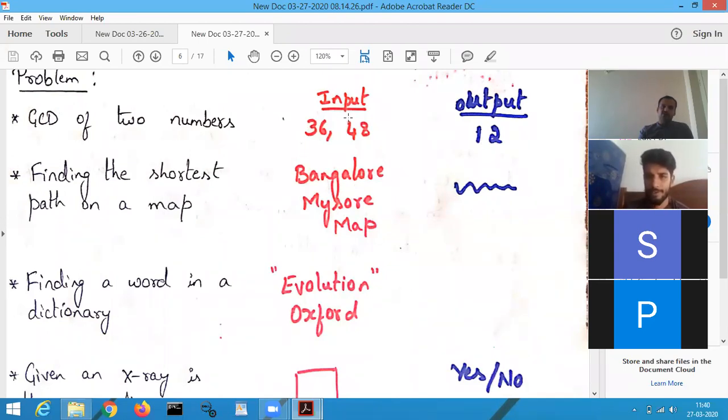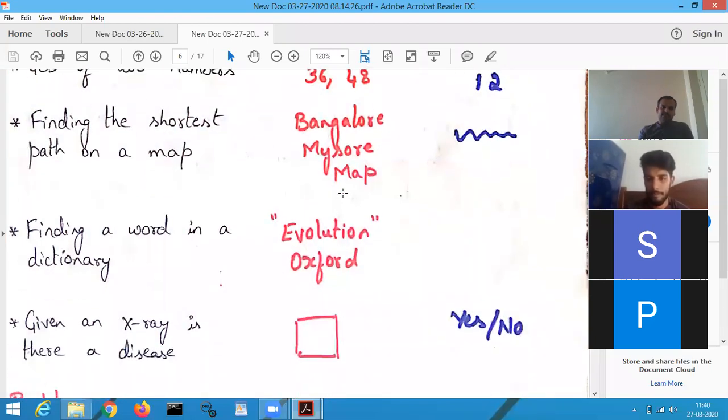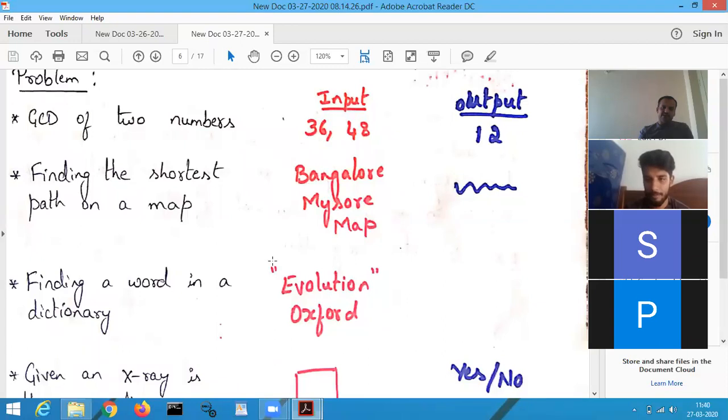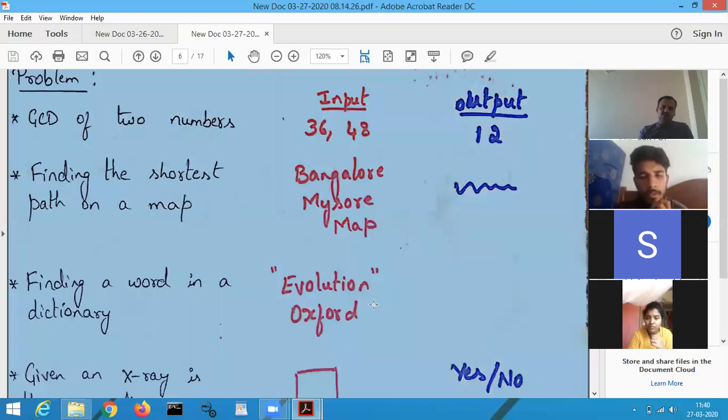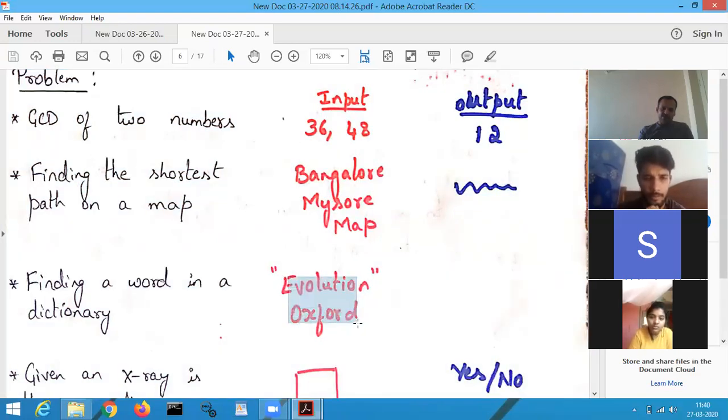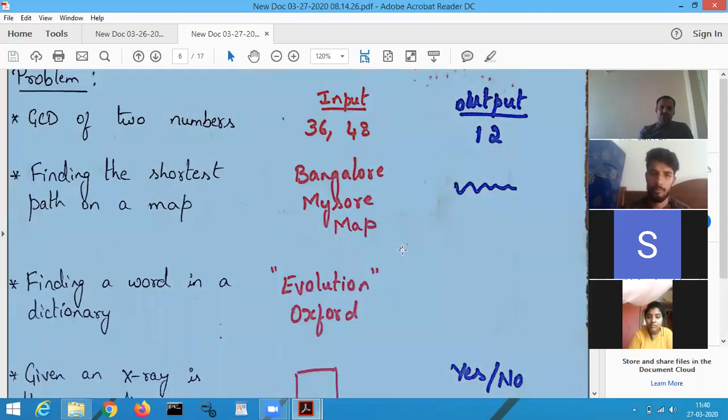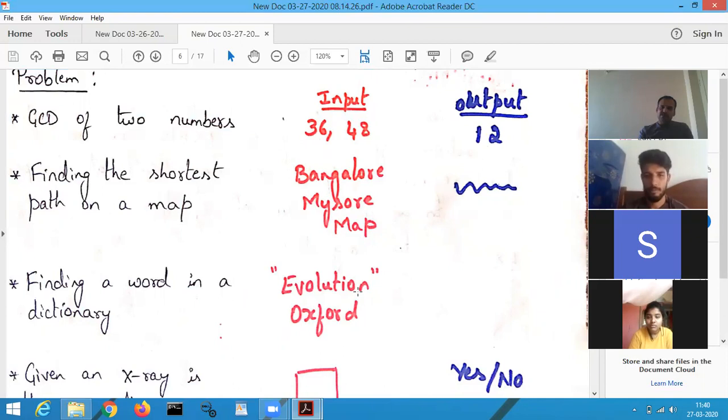The input valid for one problem is not the same for another problem. For example, for the GCD problem, 36 and 48 constitute the input. It doesn't make sense for finding the meaning of a word in a dictionary. Similarly, the input for finding the meaning of a word in a dictionary doesn't make sense for finding the GCD of two numbers. That is, the input valid for one problem may not be valid for another problem.